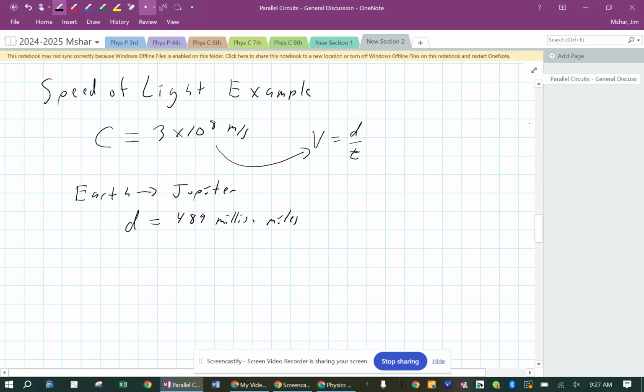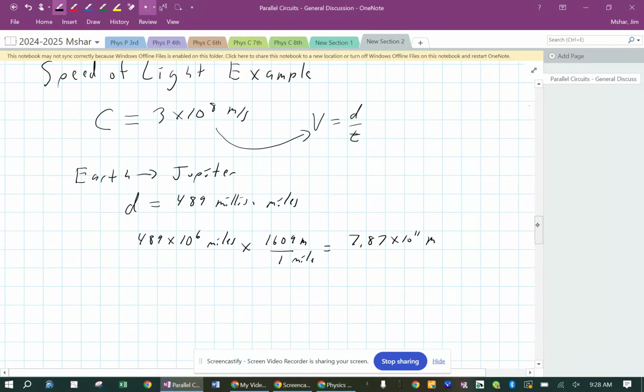miles. Okay. Now we need to make that into meters so we can put it into our equation, because our speed of light is in meters per second. So 489 million would be 489 times 10 to the 6th, and that's miles. So a million is 10 to the 6th. And then there are 1609 meters in 1 mile. And so if you calculate that out in your calculator, you get approximately 7.87 times 10 to the 11th meters. Okay, so that's how far Jupiter is away today as I'm making this video.